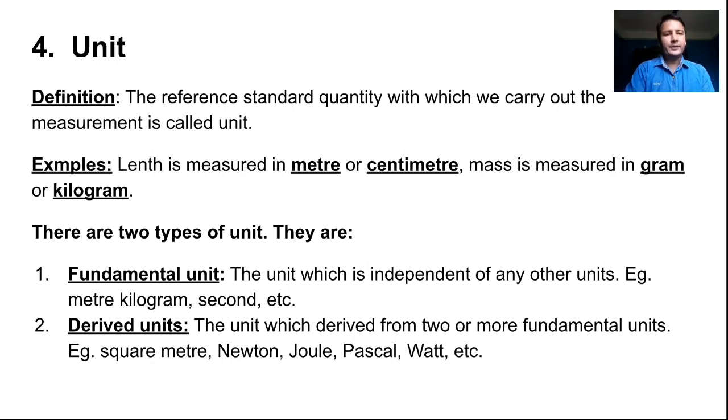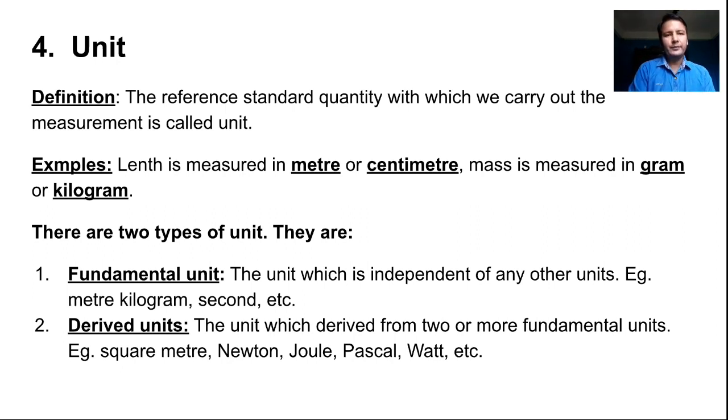There are two types of unit. They are fundamental units and derived units. Let's see fundamental unit first. The unit which is independent of any other units is called a fundamental unit. For example, meter, kilogram, and second, etc. There are 7 fundamental units. These units are independent of other units. That means these units do not depend on other units.